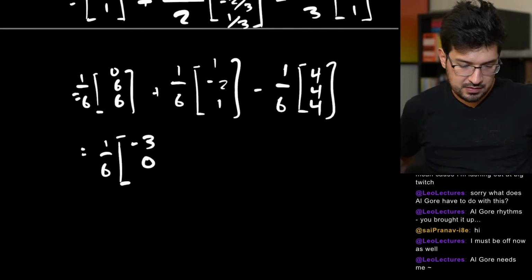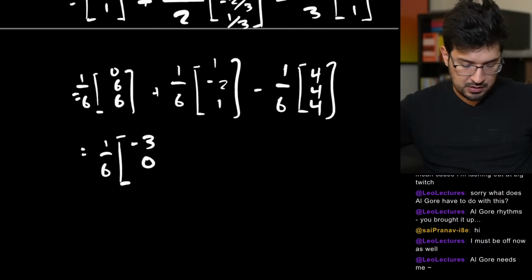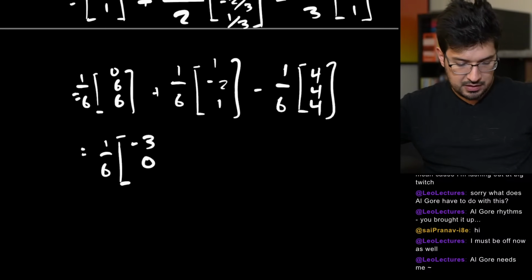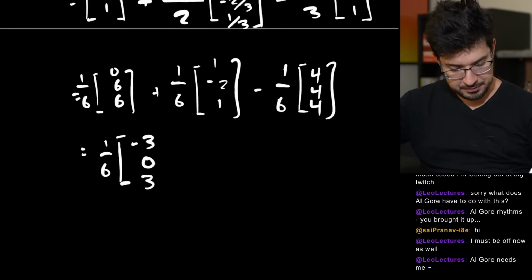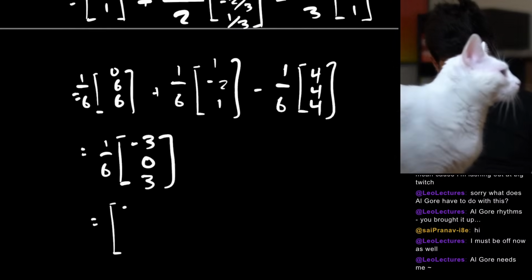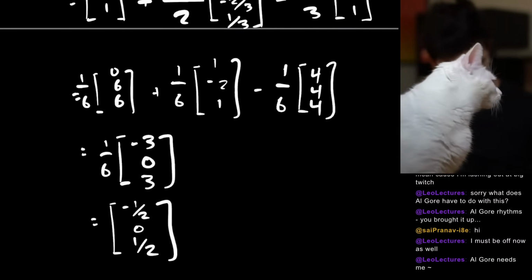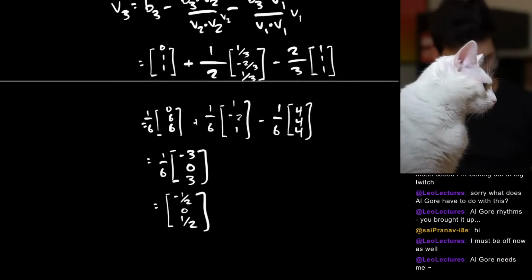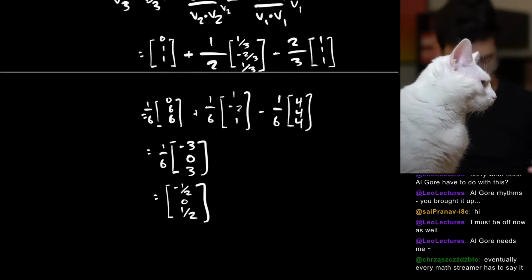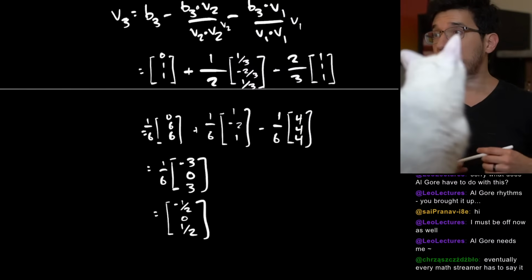So this is our third. So now these vectors are mutually orthogonal, or pairwise.